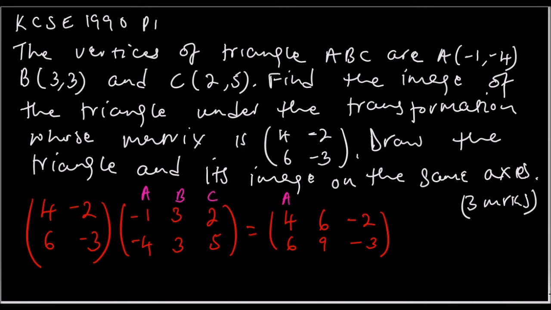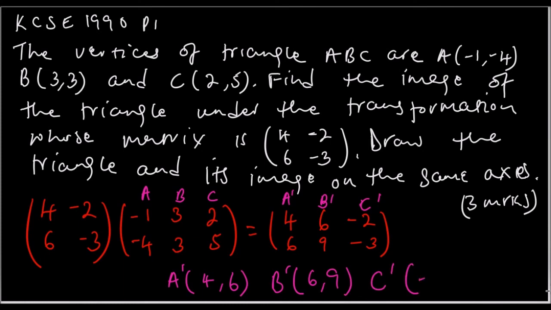This is the image of A, the image of B, and the image of C. And therefore we can write the coordinates of A prime as (4, 6), B prime as (6, 9), and C prime as (-2, -3). So once you do that, you'll be able to plot the two as we are required. Draw the triangle and its image on the same axis. So we go to the grid and we draw these two figures.